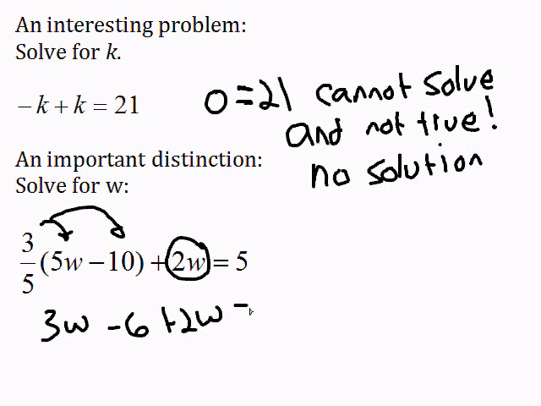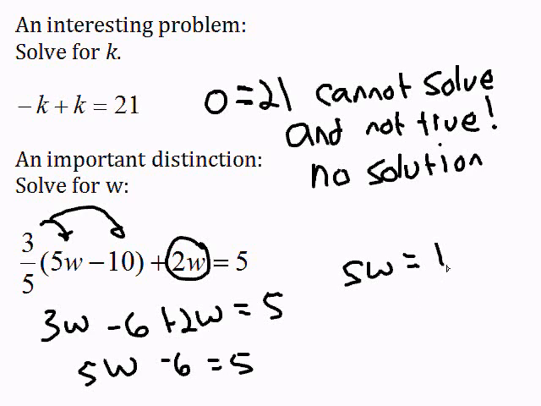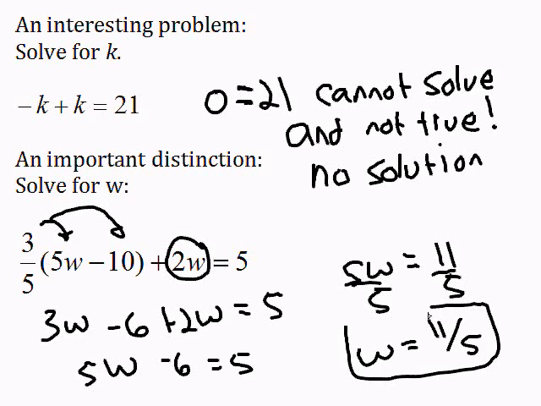Plus 2w equals 5. 3w plus 2w is 5w. Minus 6 equals 5. Add 6 to both sides, we get 5w equal to 11. Divide both sides by 5, and we're left with w equal to 11 over 5. So again, the only reason this problem worked out the way it did is because you had to combine your like terms first on the left-hand side before you could start solving.